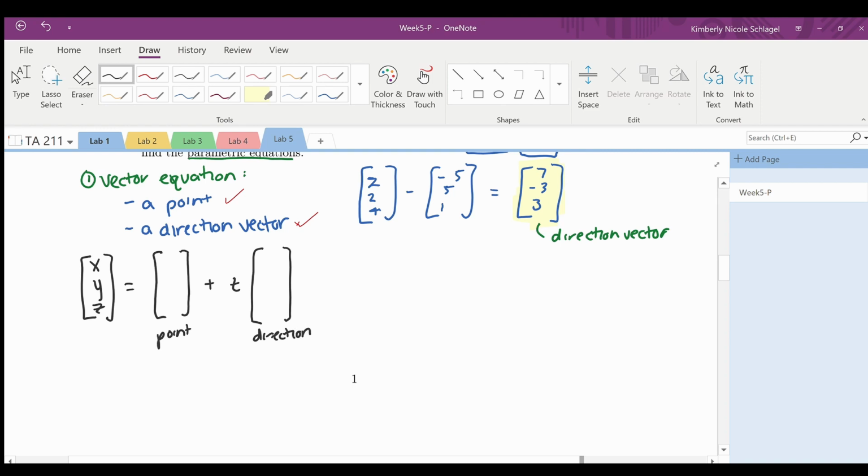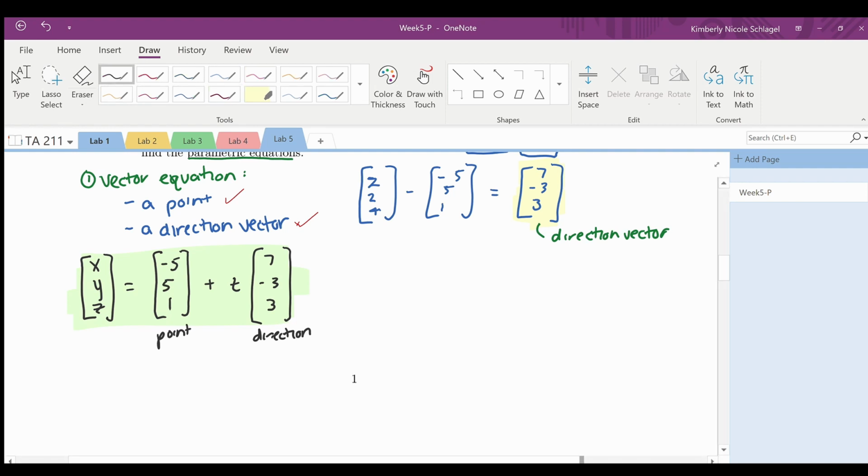Okay, so we can pick whatever point we want. Let's go with -5, 5, and 1. And then we write in our direction vector, which is 7, -3, 3. So this whole thing right here, this is our solution. This is our vector form of the line, vector equation of the line.